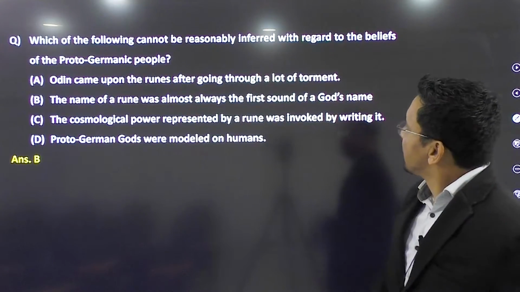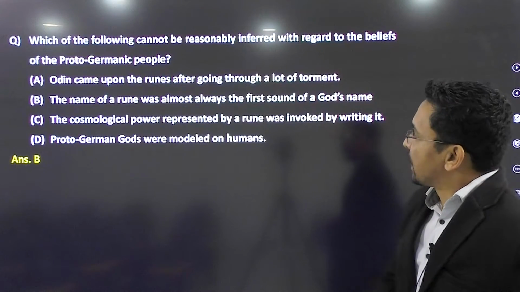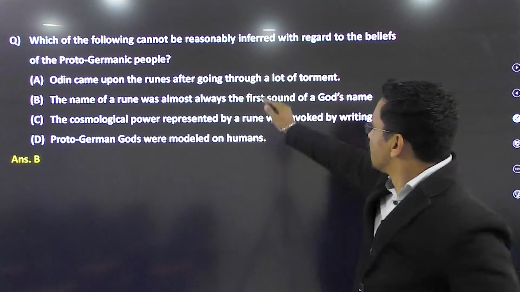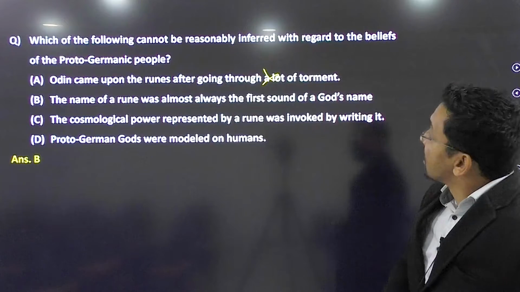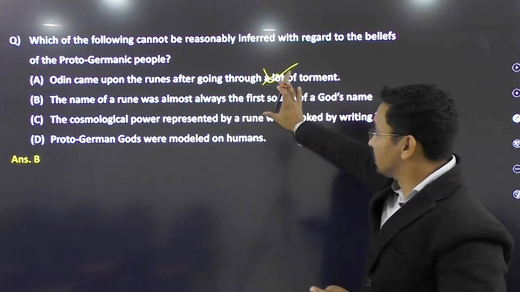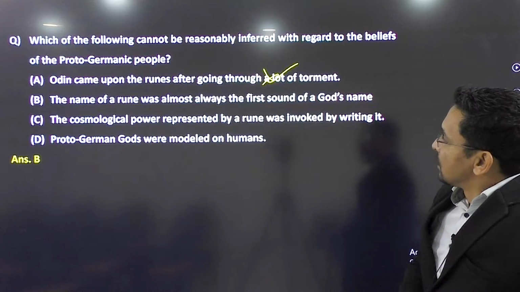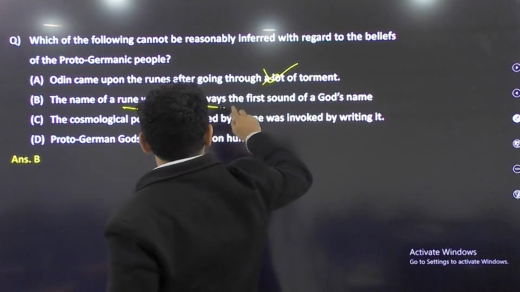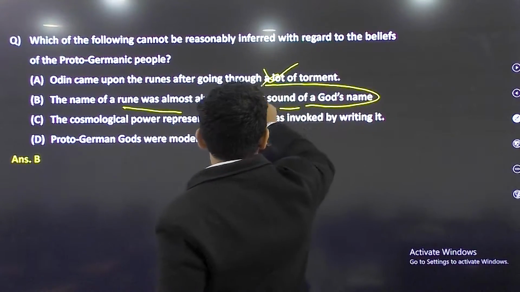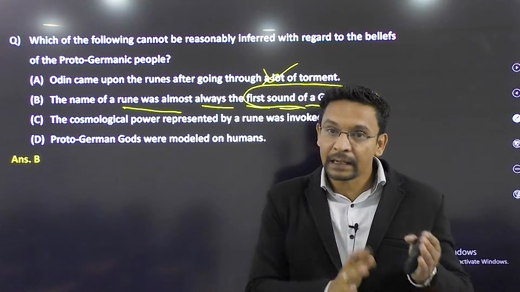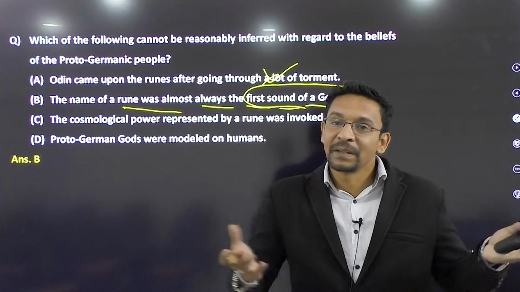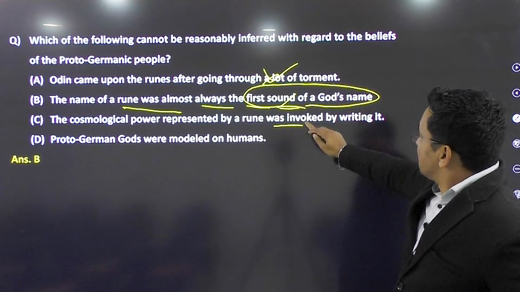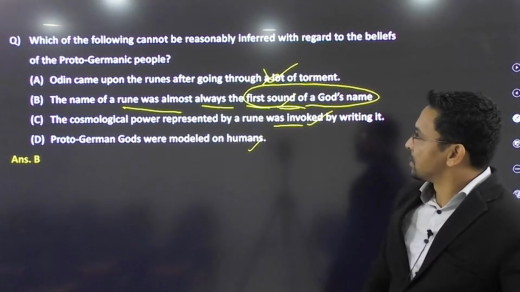Which of the following cannot be reasonably inferred with regard to the beliefs of the Proto-Germanic people? Odin came upon the runes after going through a lot of torment. Not mentioned. In fact, mentioned. So, we have a hint about this. The name of a rune was almost always the first sound. Yes, here we go. It was not almost always the first sound. It was something cosmic, not necessarily the name of a god. There are many things related to the cosmos. So, this is the correct answer. This is mentioned. This is also mentioned.